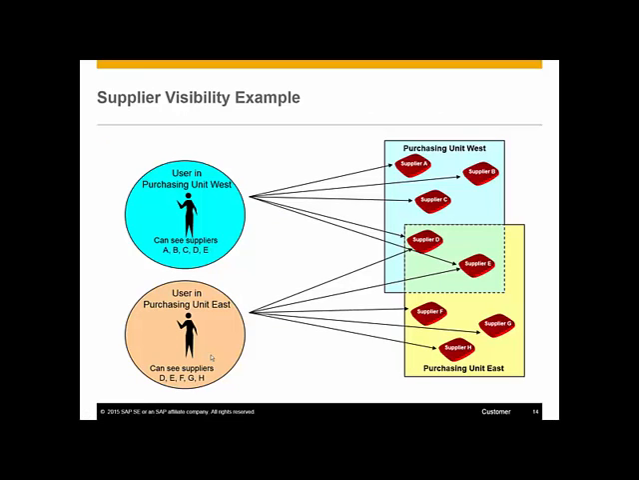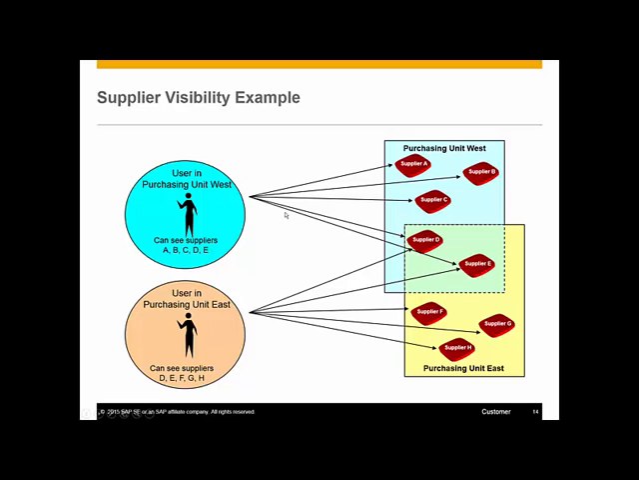This slide shows an example of supplier segregation using purchasing units. Here we have 2 users, again one for the West purchasing unit and one for the East purchasing unit. The person in the West is able to see suppliers A, B, C, D, and E. This is based on our supplier master data and what purchasing units they're assigned to, as well as our user data. The person in purchasing unit East can also see suppliers D and E, but then they have only visibility to suppliers F, G, and H in addition.